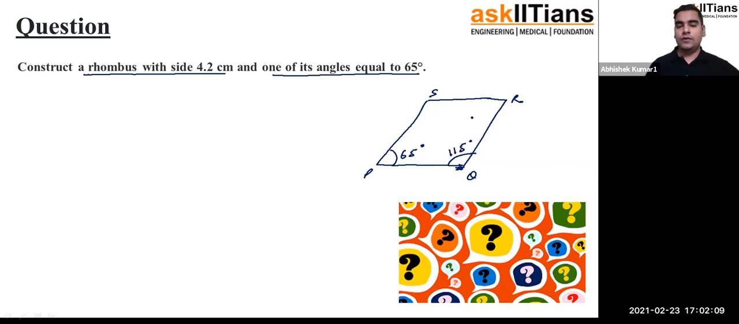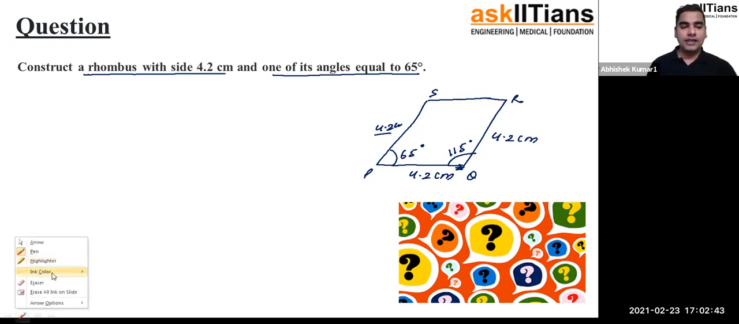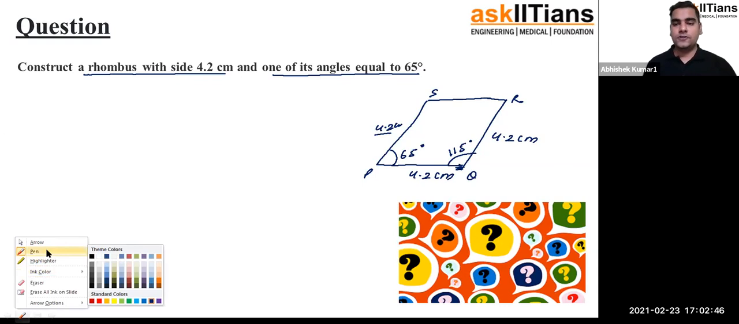This is 115 degrees. And these lengths are going to be 4.2 centimeter. This one will also be 4.2 centimeter, and that one will also be 4.2 centimeter. Understood? All right, so let's see how we can draw it. Here I'm assuming the name of my quadrilateral, the rhombus, to be PQRS.